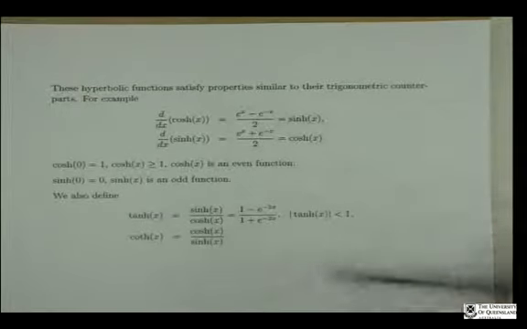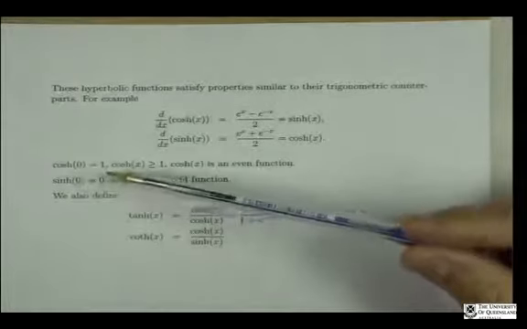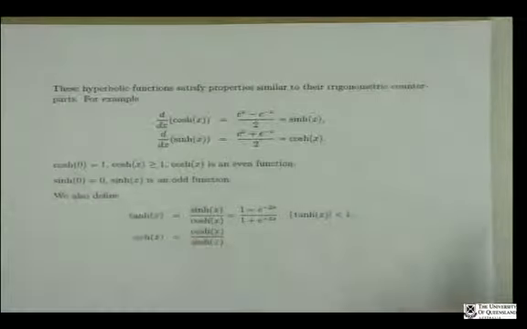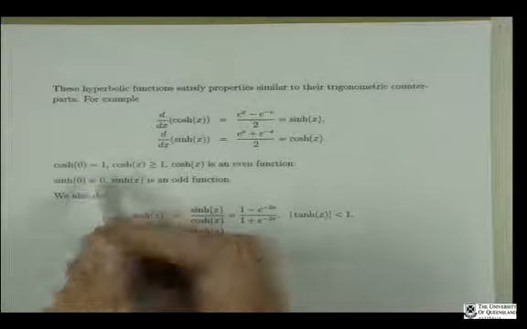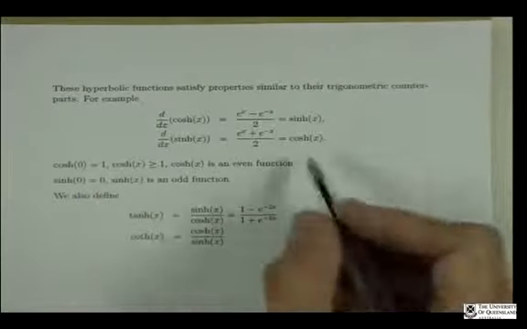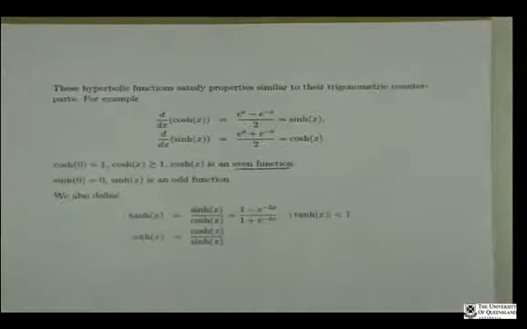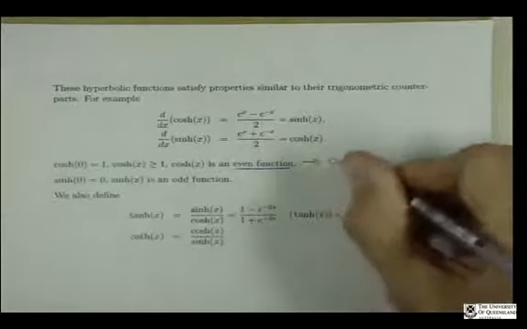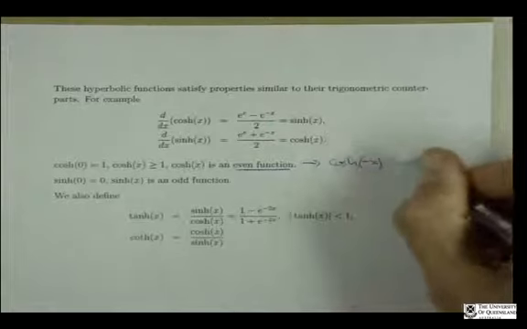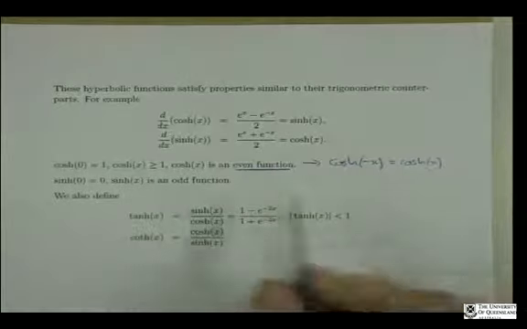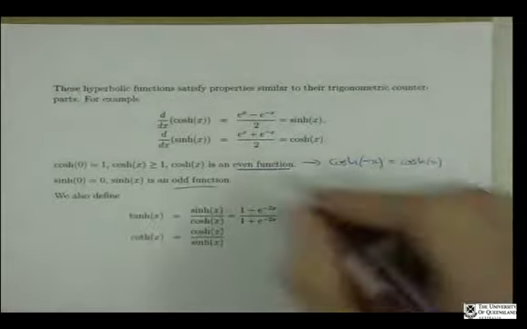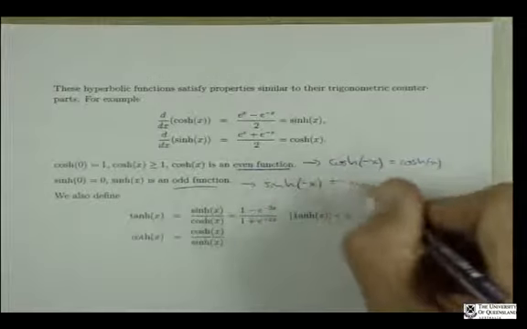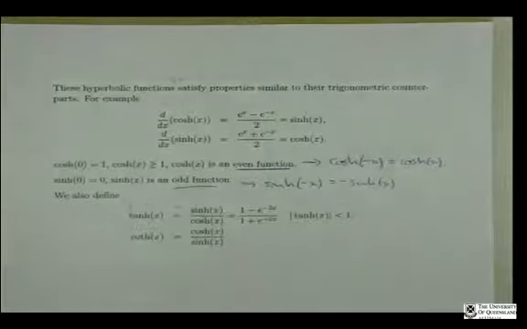Okay, so there are other similarities, right? Cosh of 0 is 1 and sinh of 0 is 0, very much like, or exactly like, the corresponding trig functions. And what's more, cosh is an even function, so that implies that cosh of -x is equal to cosh x. And the sinh function is odd, so in other words, sinh of -x is just negative sinh of x.